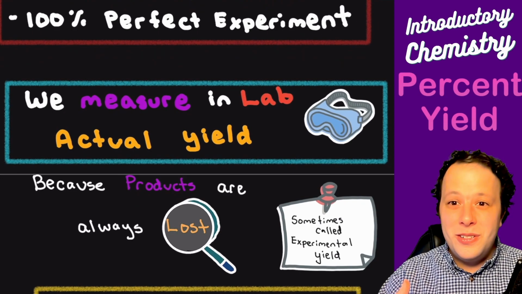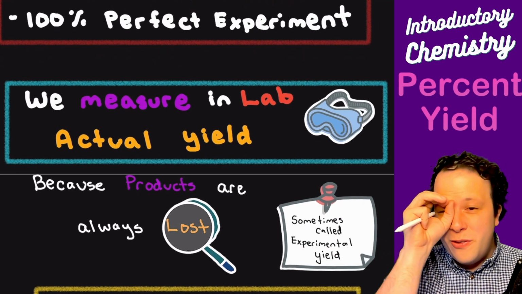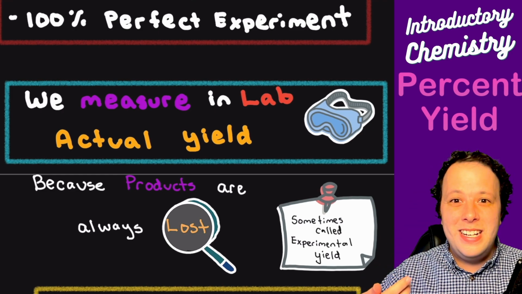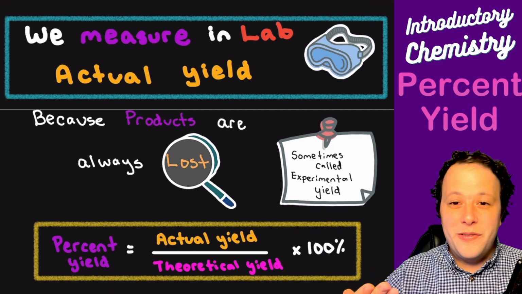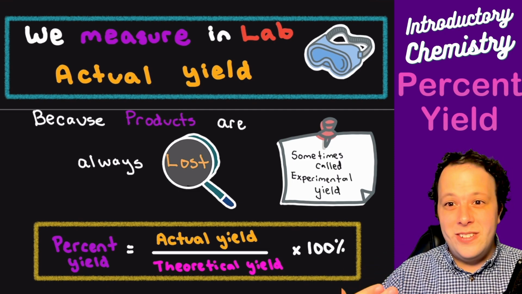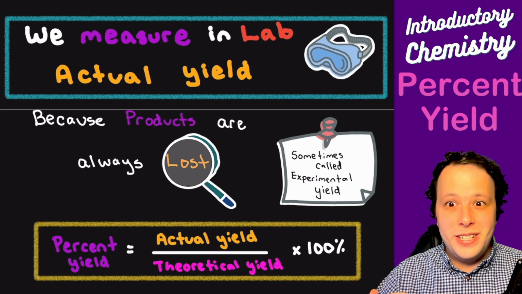And the whole idea here when it comes to chemistry is products are always lost. We're always trying to search for them with our little magnifying glass, but we always are losing a little bit. So we're going to be using this formula to help us try to understand this. So let's take a look at an example of how this could work, and then we'll get into some harder stoichiometry examples.